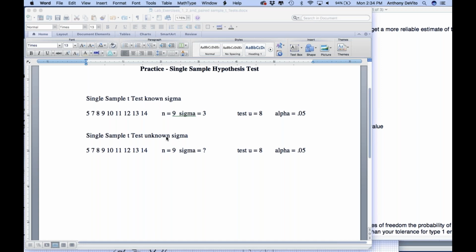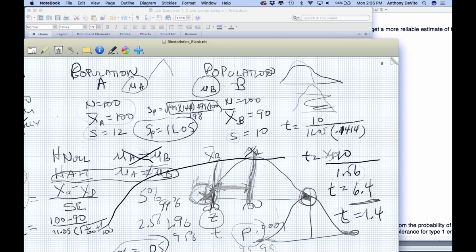But let's do the second one, where we don't know it and we have to use the t-score. Okay, so now we take a sample from a population, 1, 2, 3, 4, 5, 6, 7, 8, 9. The sample size is 9. We don't know what sigma is, so we have to calculate the mean and the standard deviation from our sample. Okay, so we're going to do that together now.